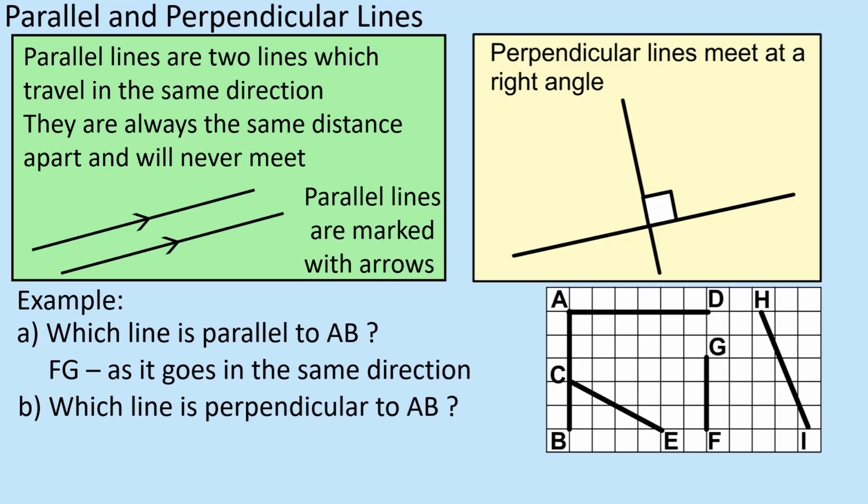Okay, so which line is perpendicular to AB? Well, the one that's perpendicular is the one that's attached to it. So it's this one, which is AD, because it meets at right angles to it, and the others are obviously diagonal, so they're not. All right, and that's it.